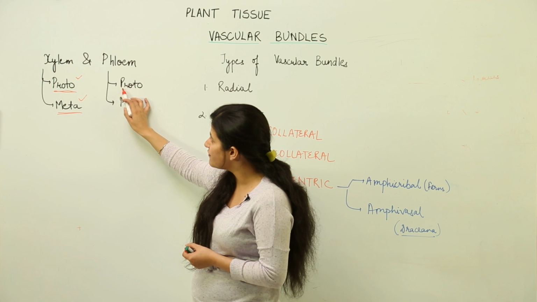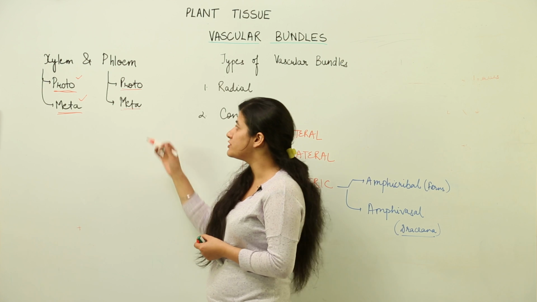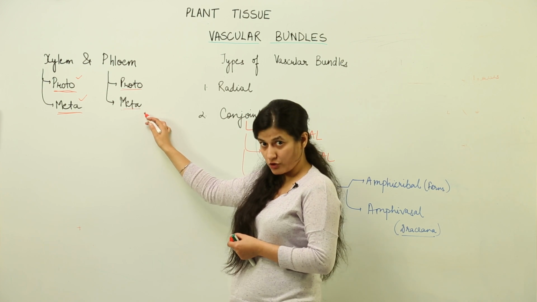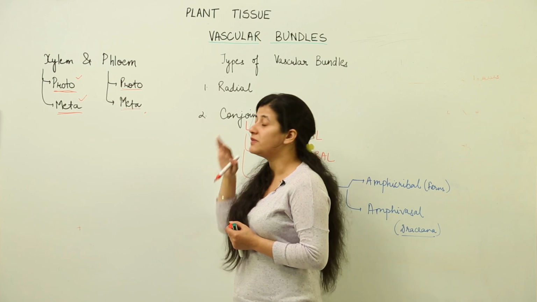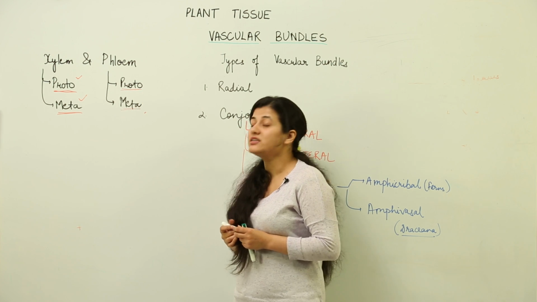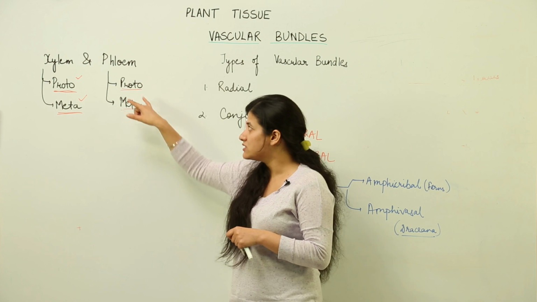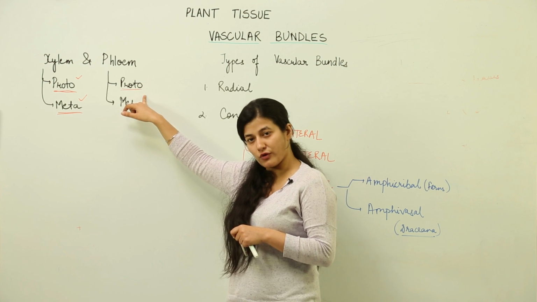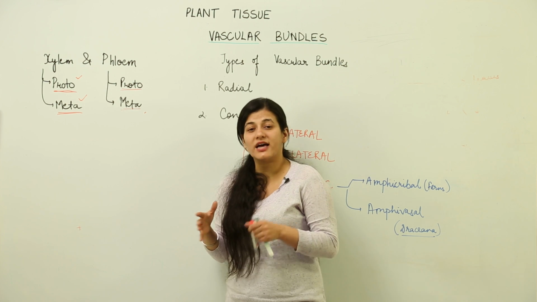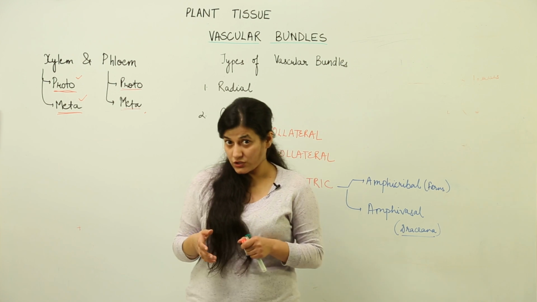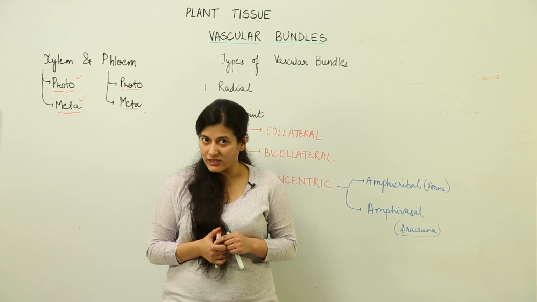Now then we have Protophloem and Metaphloem. What is the basic difference between Protophloem and Metaphloem, apart from the one being formed earlier and the other being formed later on? The main difference is that the lumen of the sieve tube elements is smaller in case of Protophloem, while in case of Metaphloem the lumen would be larger, because as the plant grows, you might know that it is going to form more food material, so it would need more conduction.